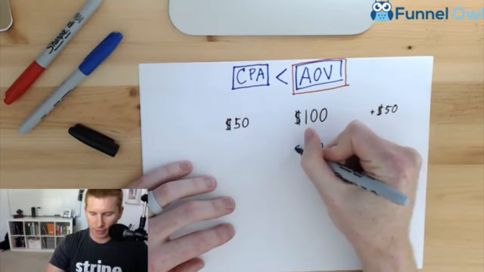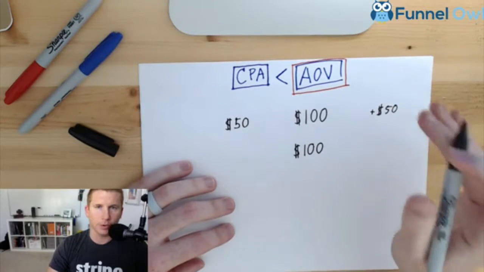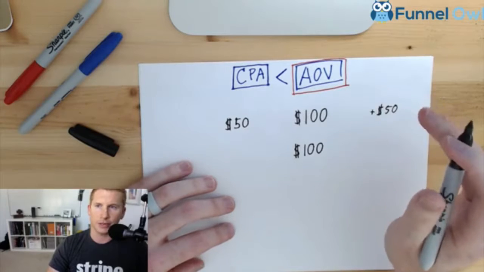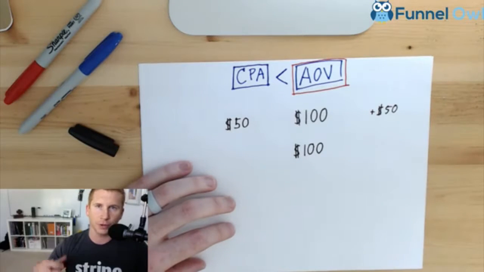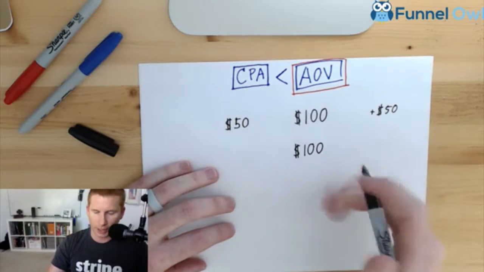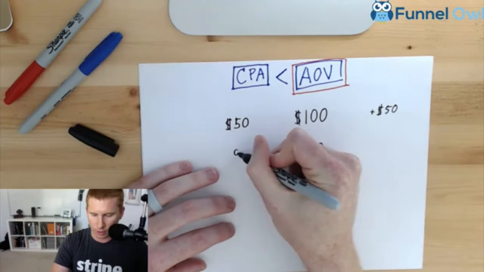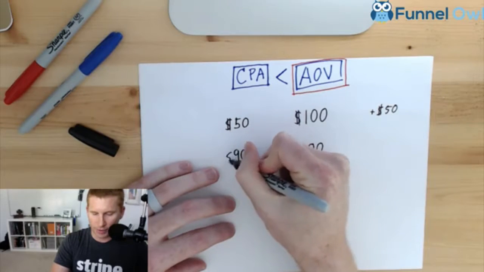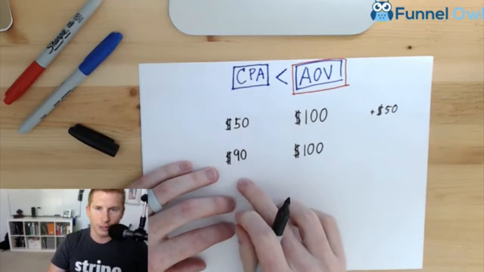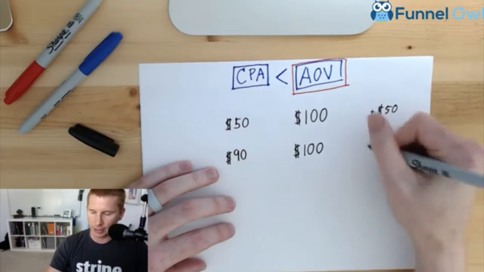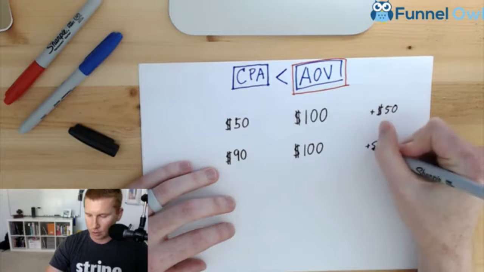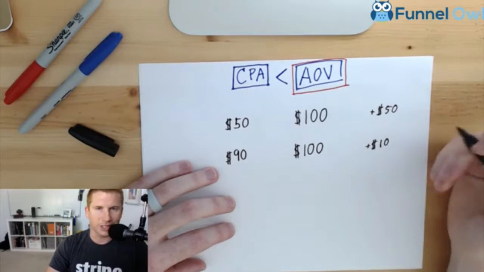I'm going to go same average order value. This is a little bit more of a competitive niche. Either the niche is more competitive, so we're having to pay more for our ads, or perhaps our funnel just doesn't convert at the same rate. But whatever the case is, we're actually having to pay $90 to acquire one customer. So at the end of this trade, we're plus $10.